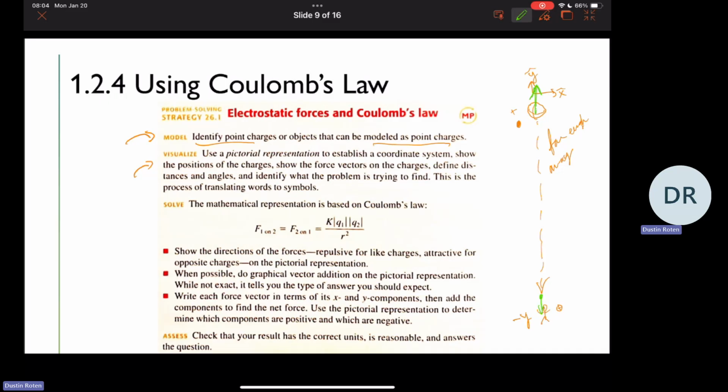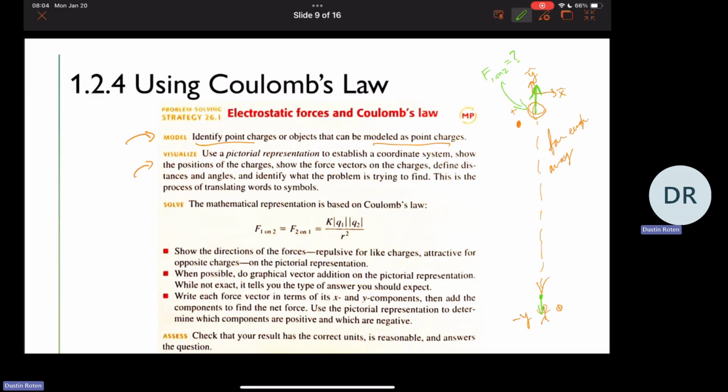And then, of course, you'll want to identify what the problem's trying to find. So maybe we want to find this force up here, the force of particle 1 on the sphere, which can be particle 2. Maybe that's what we want to find.